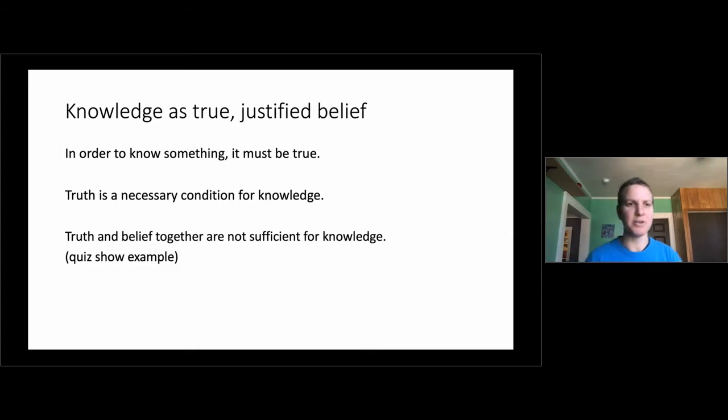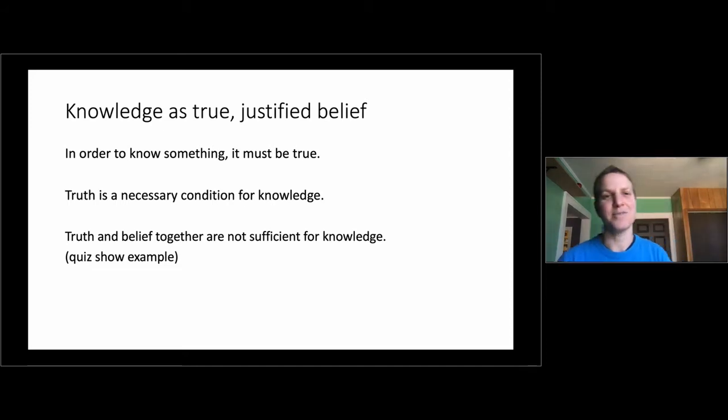And the quiz show example is taken to show that truth and belief, even together, even having a true belief, is not itself sufficient for something to count as knowledge. The quiz show example says, suppose you're on a quiz show, and they have a question with a multiple choice answer and they guess C as the answer, and it turns out they're correct. So they come to believe that C is the answer and it's true.